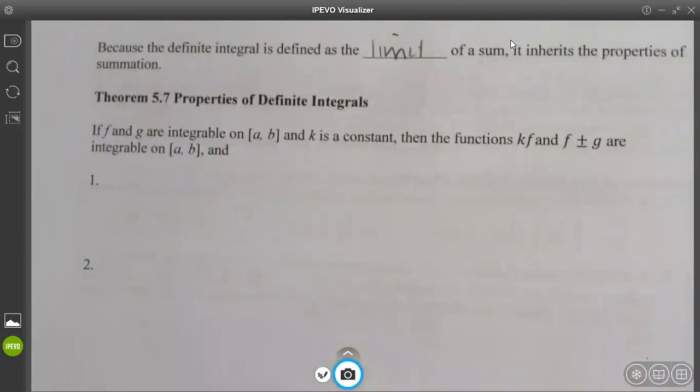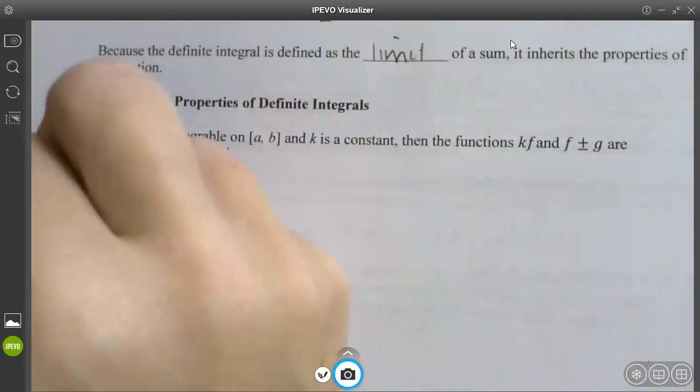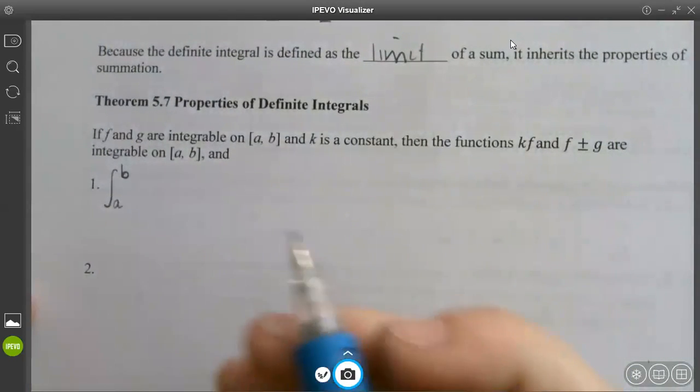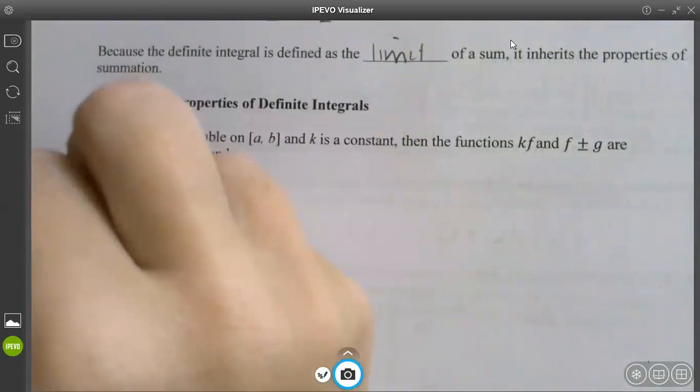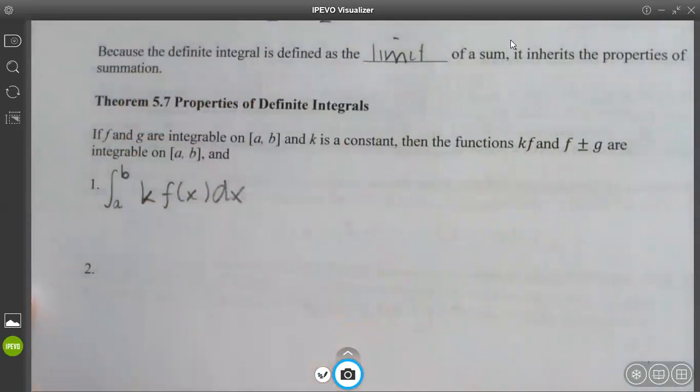All right, if f and g are integrable on a and b and k is a constant, then the functions kf and f plus or minus g are integrable on a and b. So you've seen this before. This is nothing new. Again, we're just putting that a and the b on that integration sign of k f of x dx. What do we do with the constant? What have we always been doing with the constant? Pull it out.